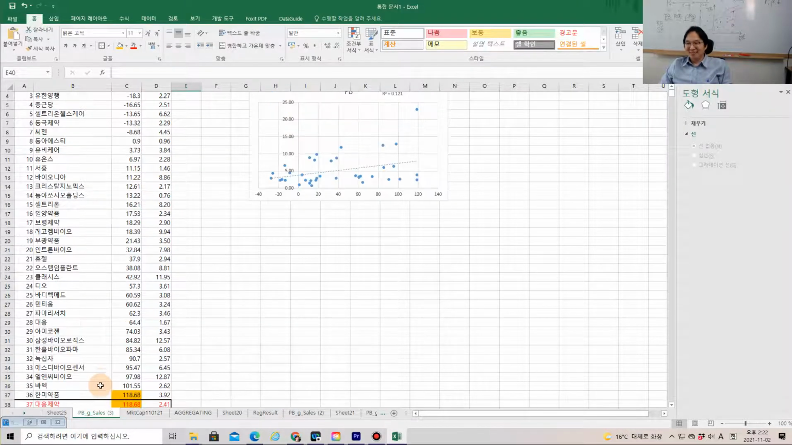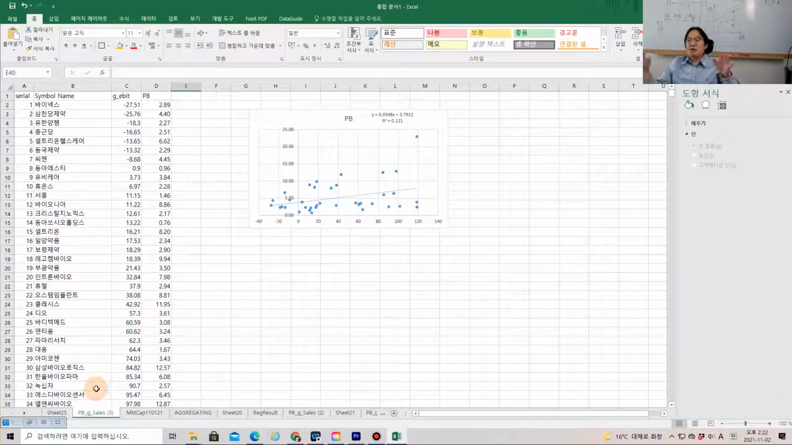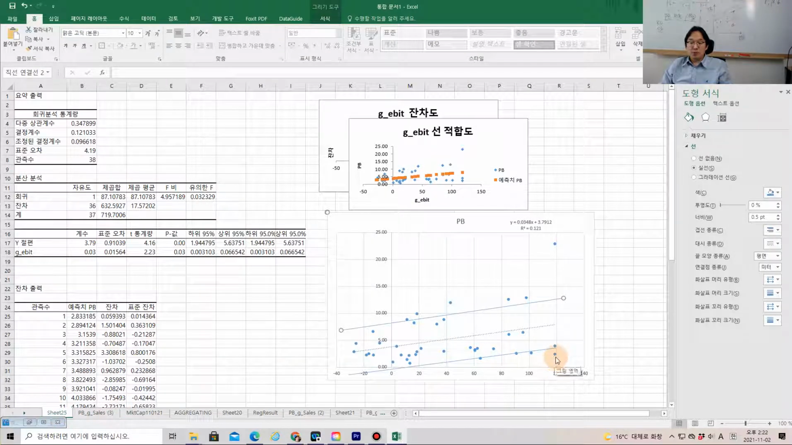It's not a stock recommendation. It's your responsibility. I don't take that responsibility, but it seems like it is undervalued considering the potential growth rate of operating earnings. How much of an upward potential up until here or somewhere around here? Slightly, okay? It will go up. So it seems like it's a good buy. Okay, 대웅제약.